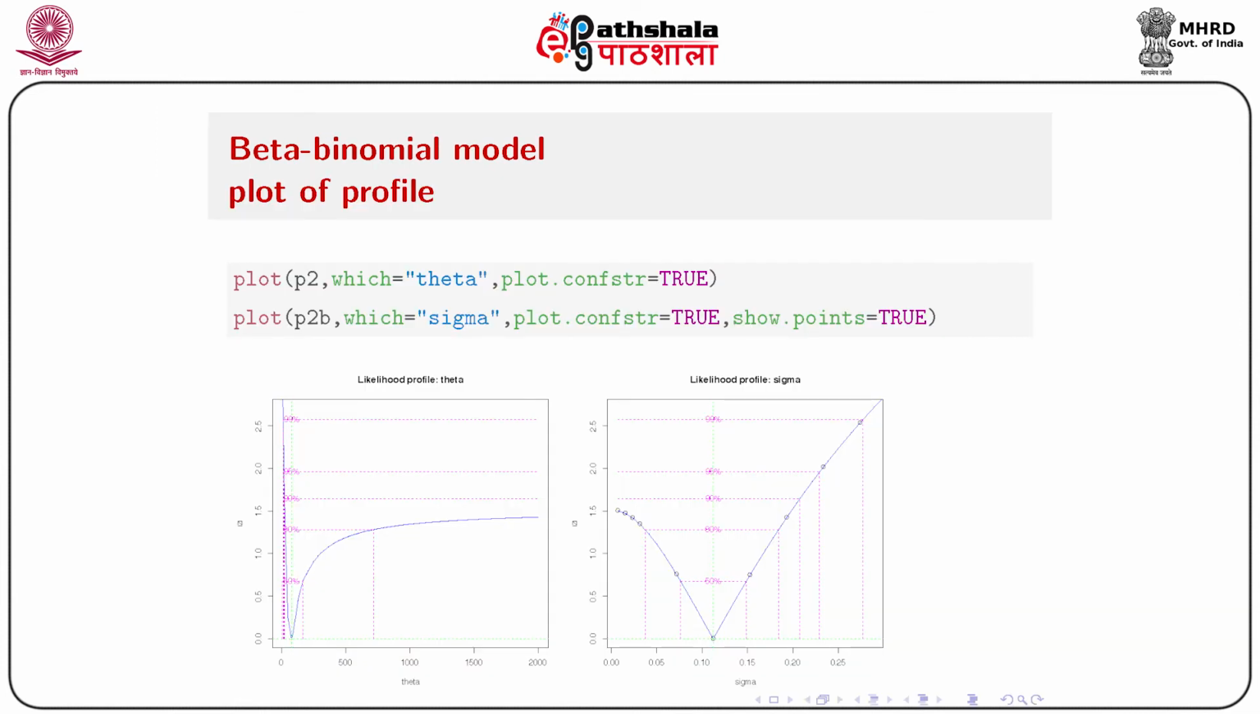The beta-binomial plot of the profile function can be used. Plot P2 with which theta, plot.conf.str is true, and then plot P2b with which theta, so theta would be plotted against sigma, with plot.conf.str true and show points equals true. So points would also be displayed in the second plot. So that is the plot of the profile.